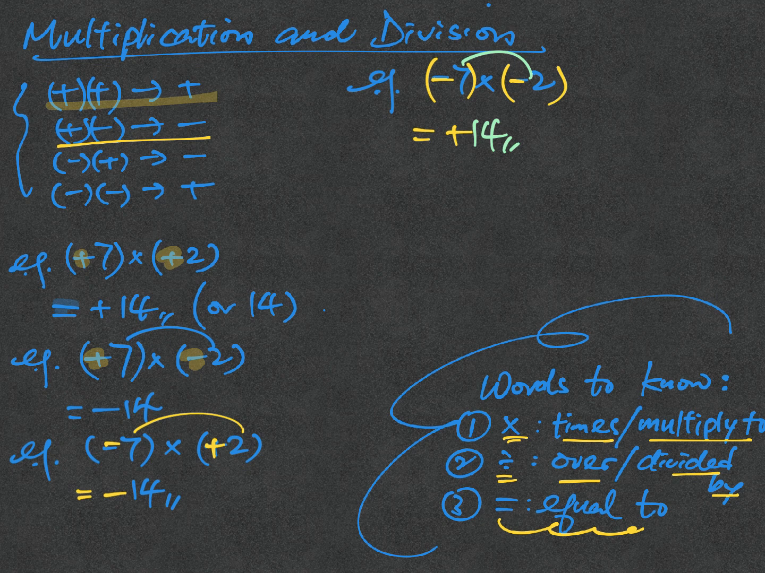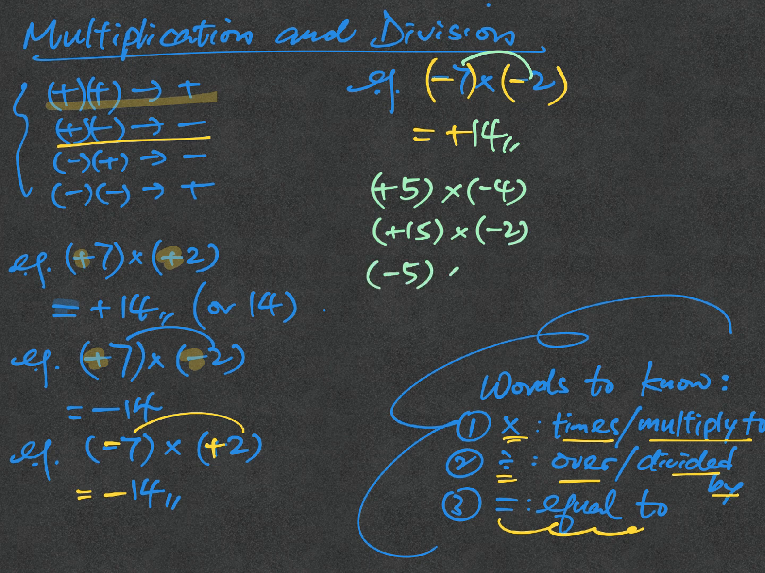Let's have a very quick test to see whether you can master the rules, in particular the last one. 5 questions, 10 seconds. Ready? Let's start. How about positive 5 multiply negative 4, positive 15 multiply negative 2, negative 5 multiply positive 6, negative 20 multiply positive 5.